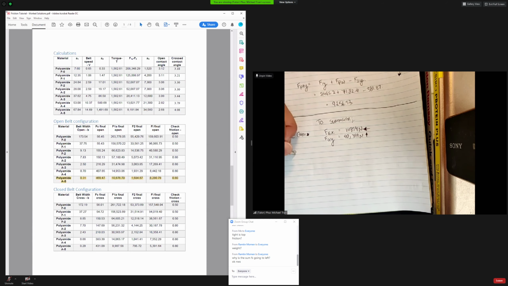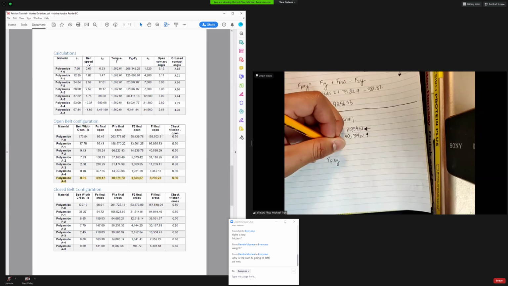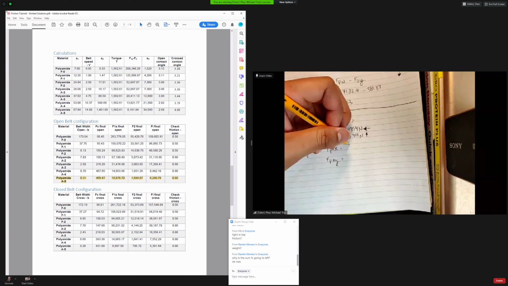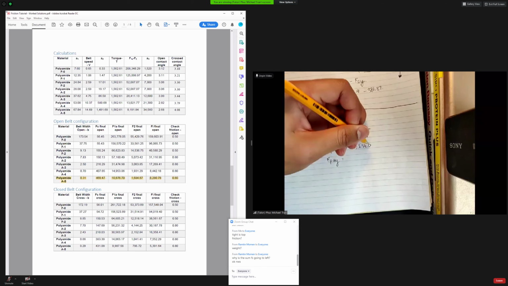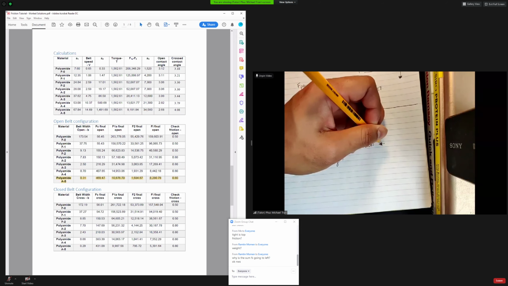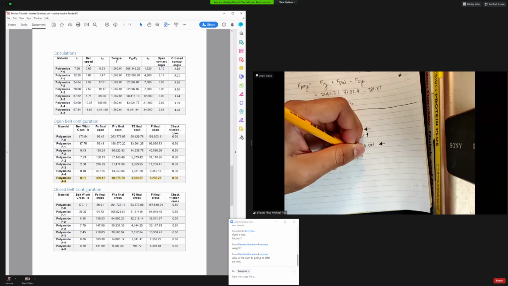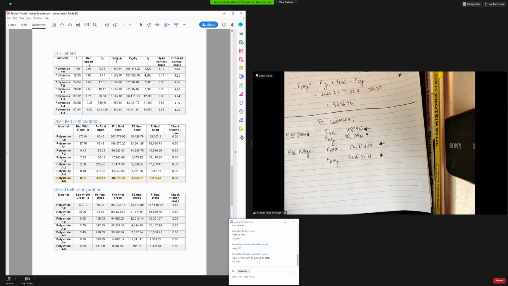And F at pulleys, I've got FPAX, FPAY, 1, 2, 3, 4, that way, and then 9256.53 going downwards. So if the force is going that way, then the reaction is going to be going the opposite way.